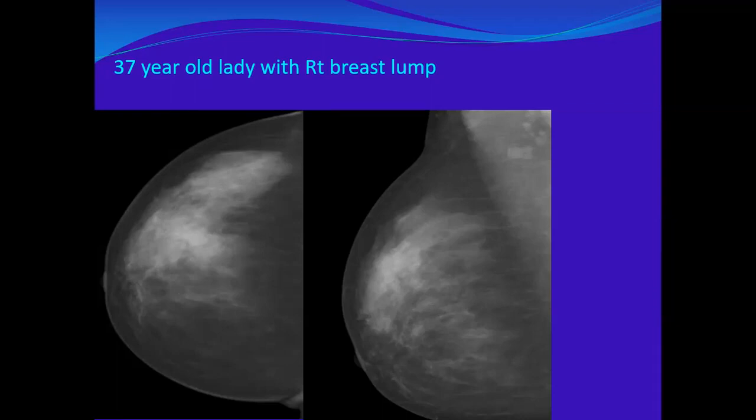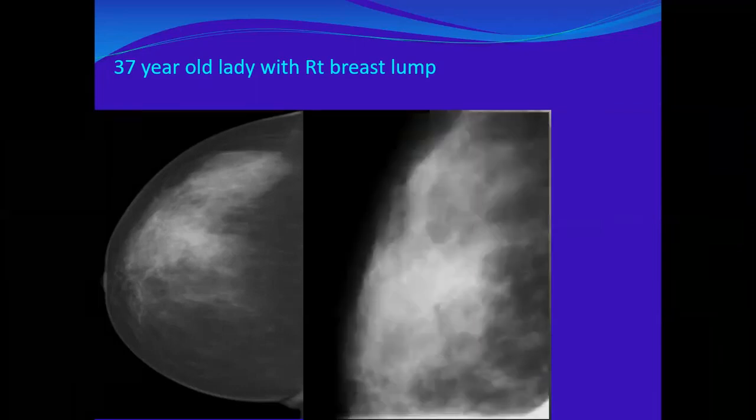Okay. So there is focal asymmetry with no associated calcification, but there is associated lymphadenopathy. So next step, I want to do spot compression for this lesion, for this area. Okay.